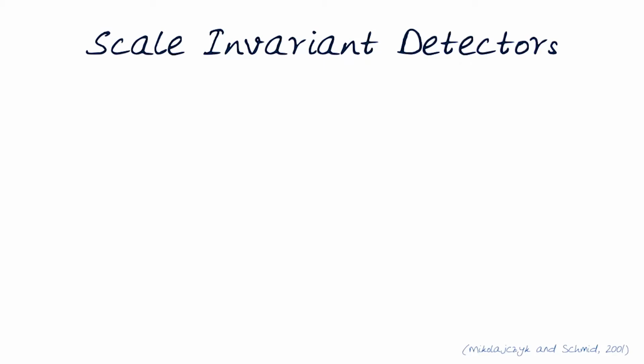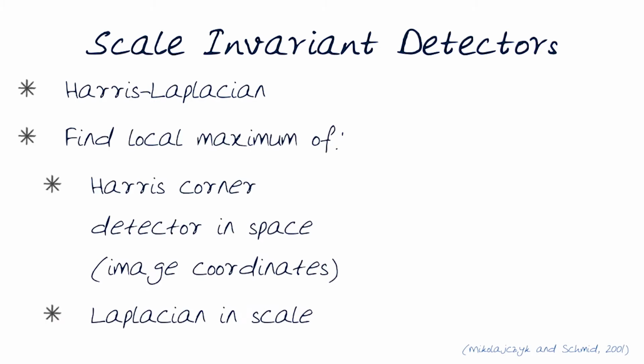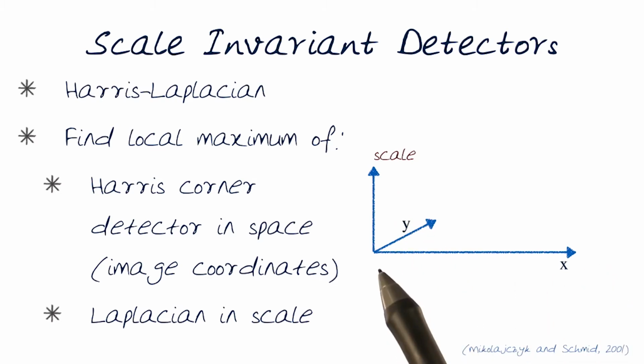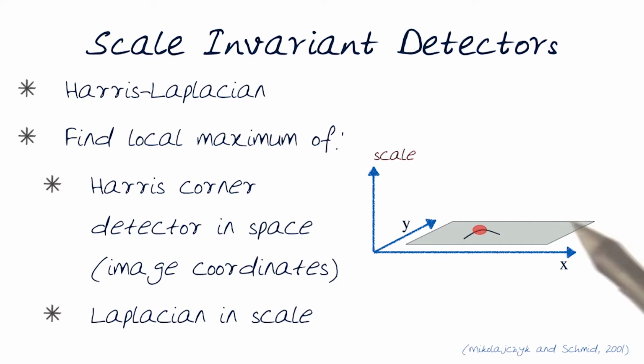So let's look into a little bit more carefully the scale invariant features that we're interested in. The Harris Laplacian is one type of scale invariant feature. Basically, it finds local maximum of Harris corner detection in space and Laplacian in scale. What that basically means is I have x and y with either translations or transformations, scale. In essence, if I have something in space here, this feature could also be measured in different scales.